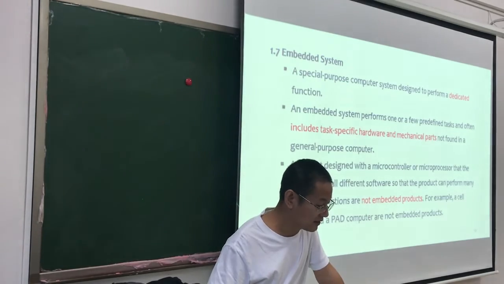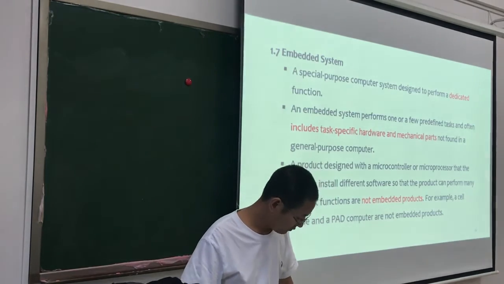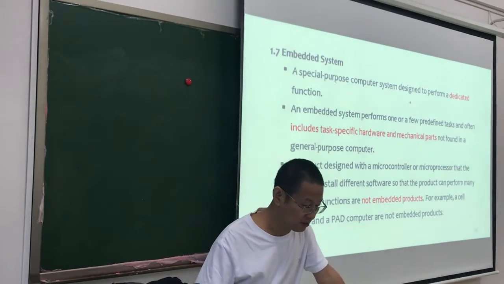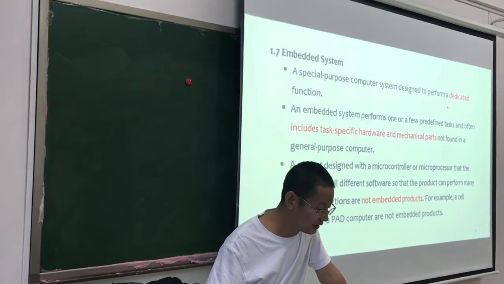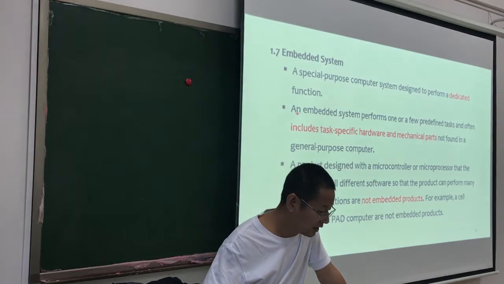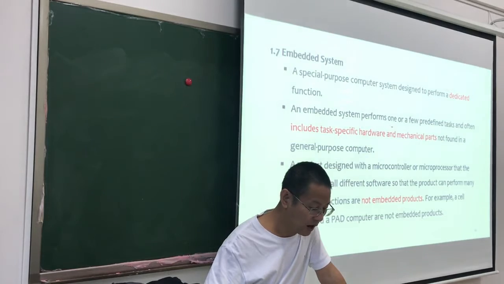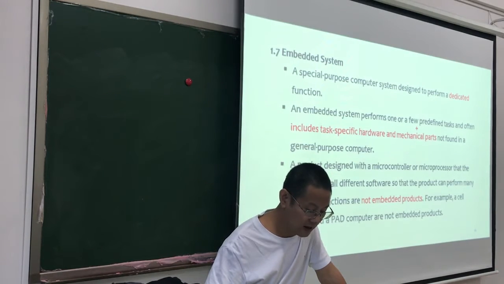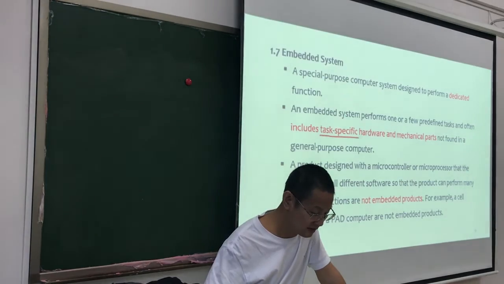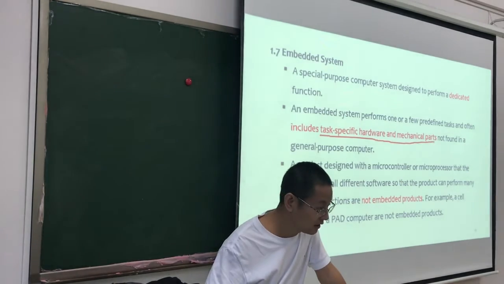Embedded system: a special purpose computer system designed to perform a dedicated function. An embedded system performs one or a few predefined tasks and often includes task-specific hardware and mechanical parts. That is very important. These are not found in a general purpose computer. A general purpose computer is not an embedded system.